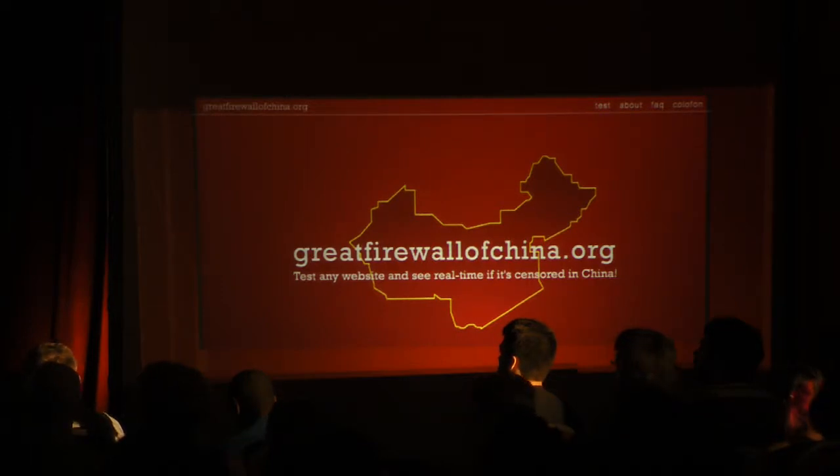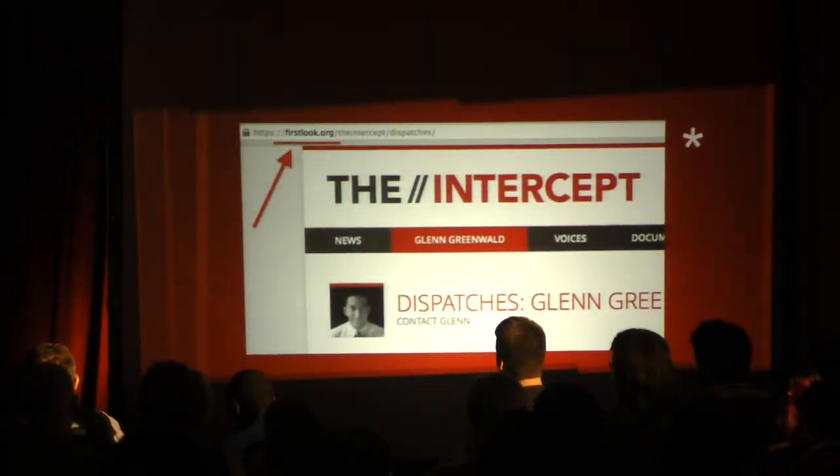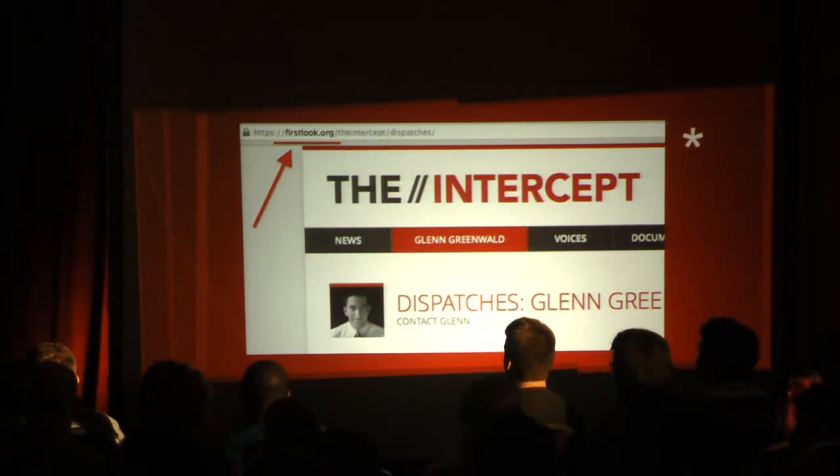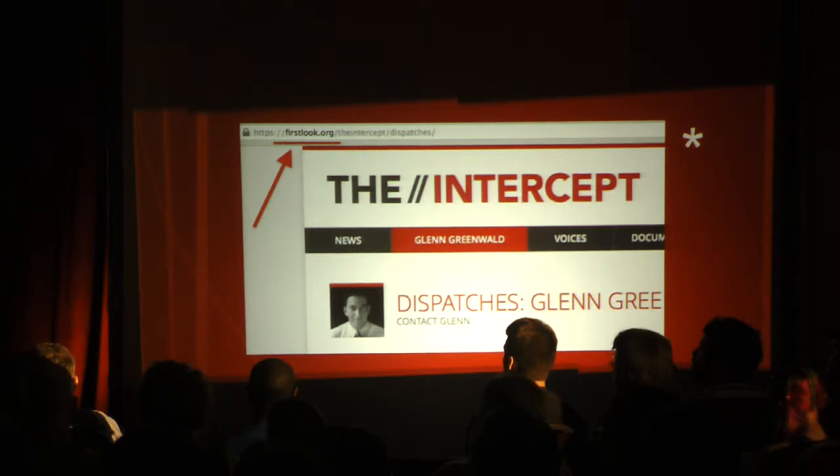So you can access a newspaper, but not necessarily the offending article. And the way that HTTPS addresses this is that when you make an HTTPS connection, only the host is available in the clear. So if you're looking at an article, for example, on The Intercept here, a man in the middle can know that you're looking at something on First Look, but they don't necessarily know which part of First Look or even which article. And there's a big asterisk next to that.